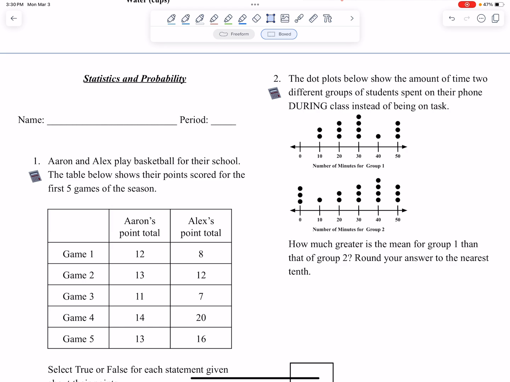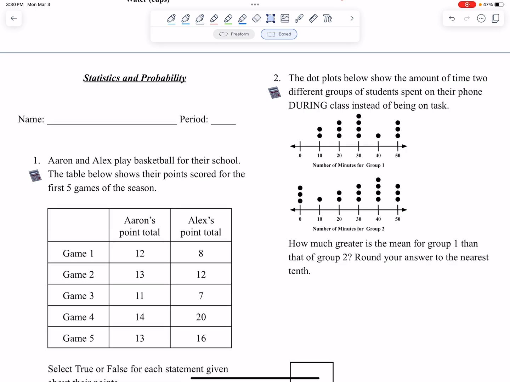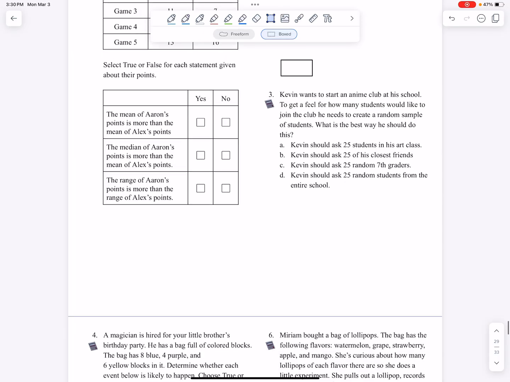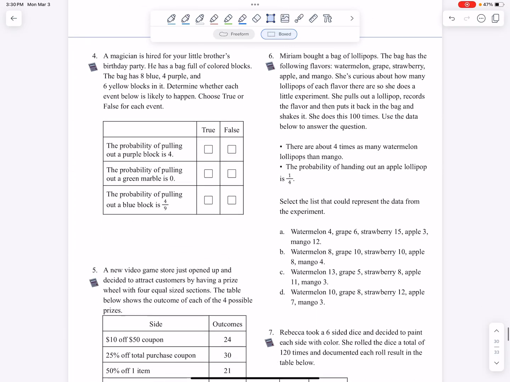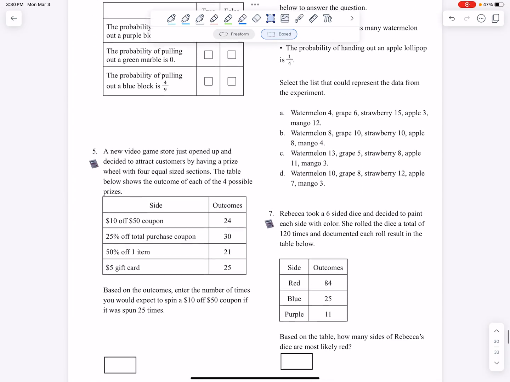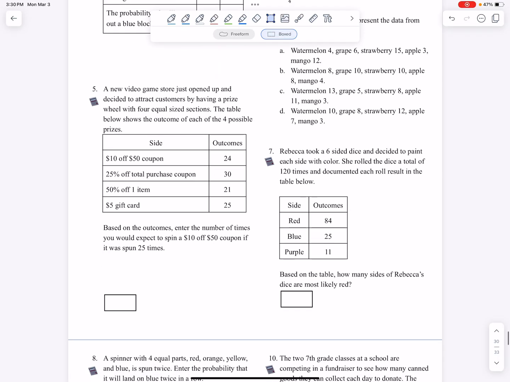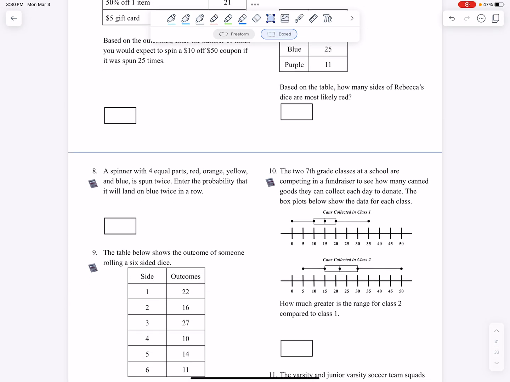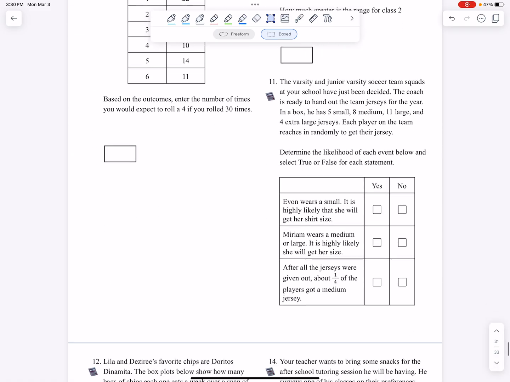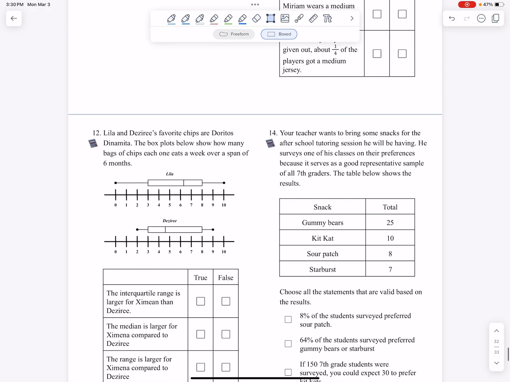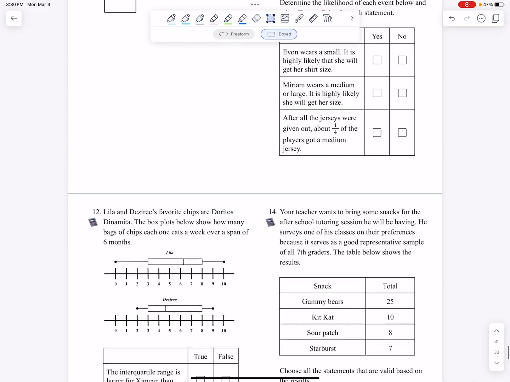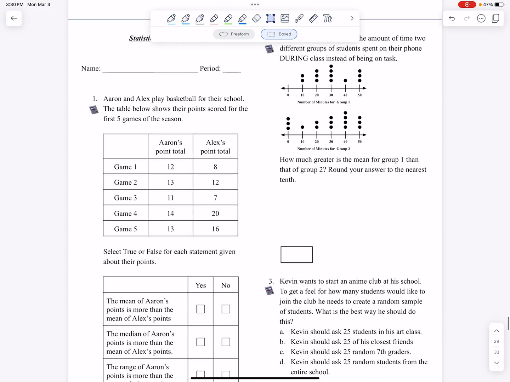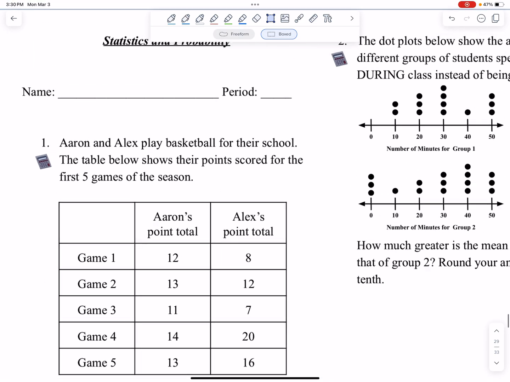So let's take a look. We have some dot plots. Okay, so a lot of tables to go with here. Yes or no questions, true or false questions. More tables. So then I got the box plots right there. Okay, not too bad. So more box plots. All right. And we go all the way to number 15. Okay. So let's go ahead and get started with this.